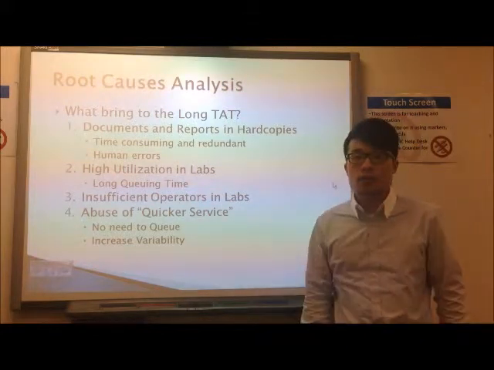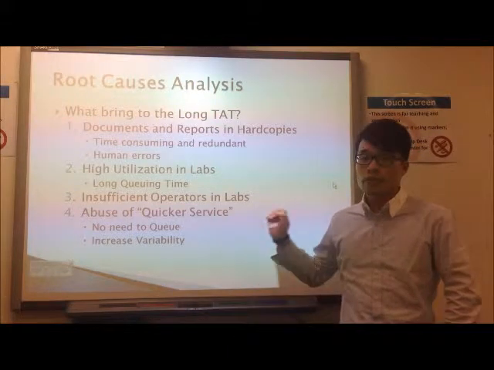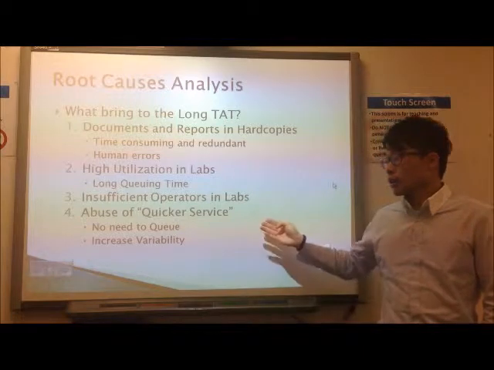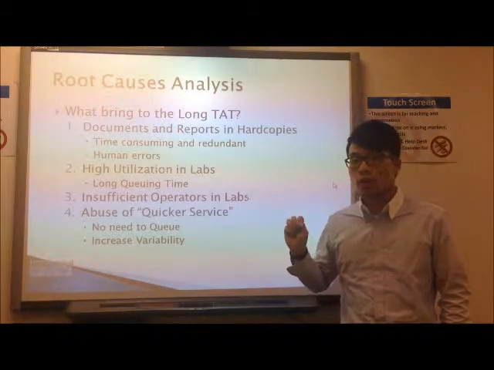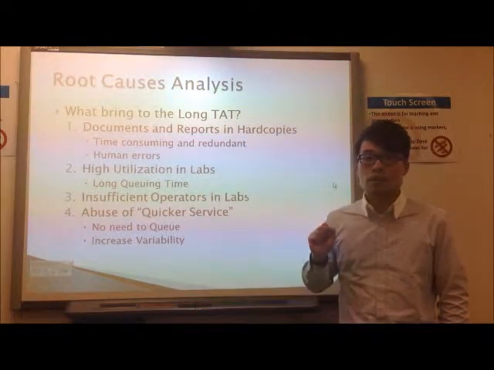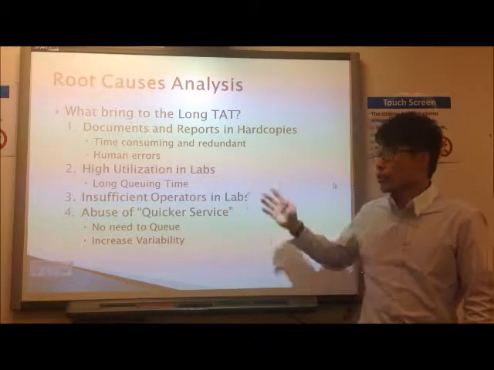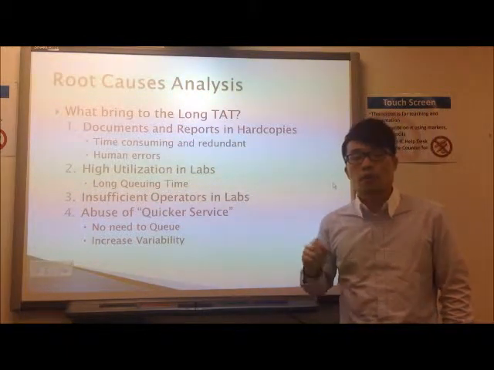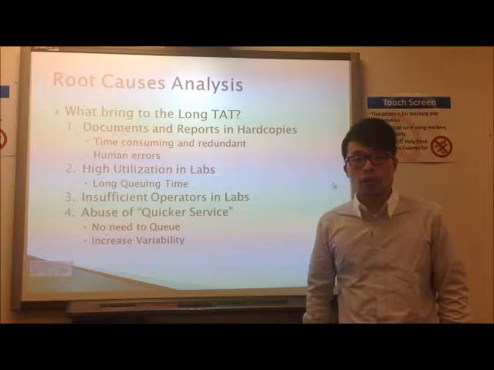And the last reason is the abuse of the quicker service by our sales. Quicker service is a special service provided to the customer. The jobs in the quicker service don't need to queue or wait, they are processed directly. But this will increase the variability of our system. Because of these four major reasons, our teammate will propose four solutions to reduce the total turnaround time.